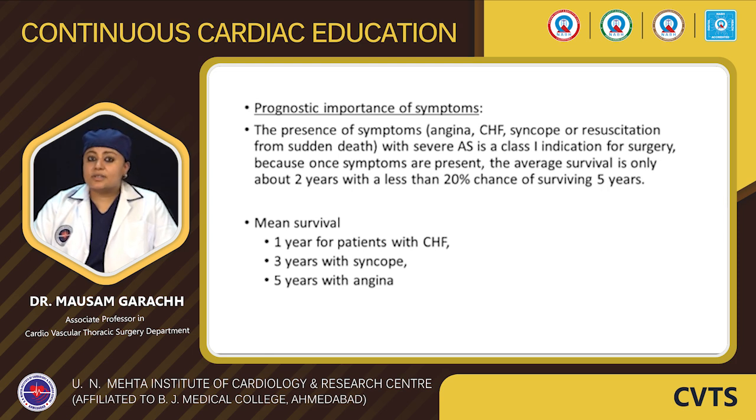The presence of symptoms, that is angina, congestive heart failure, syncope, or resuscitation from sudden death with severe aortic stenosis is a class 1 indication for surgery because once the symptoms are present, the average survival is only 2 years, with less than 20% chances of surviving more than 5 years. Mean survival is 1 year for patients who have developed symptoms of congestive heart failure, 3 years for the patient with syncope, and 5 years for patients with angina.